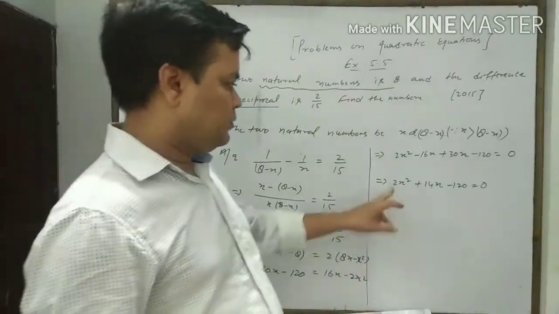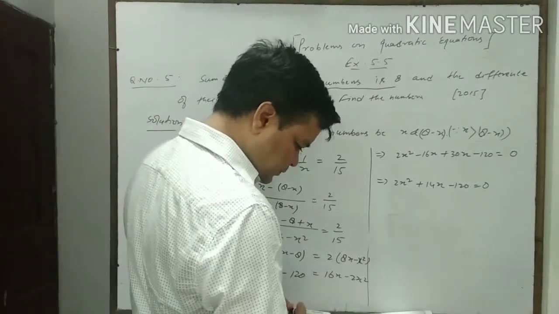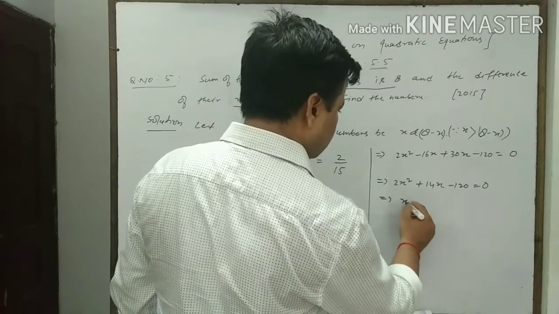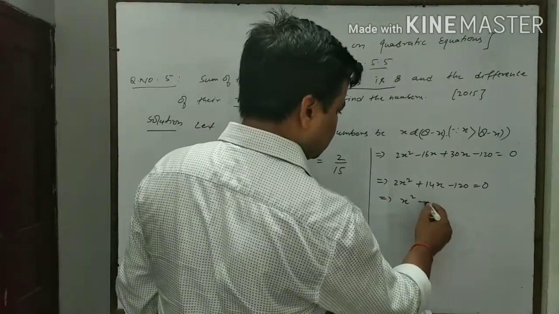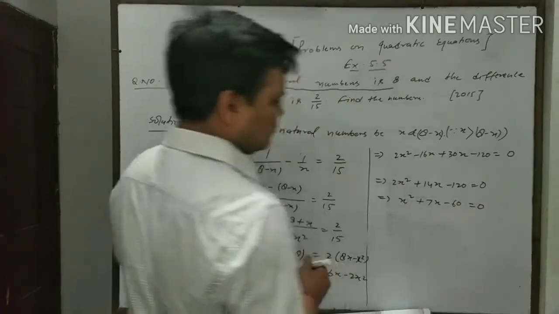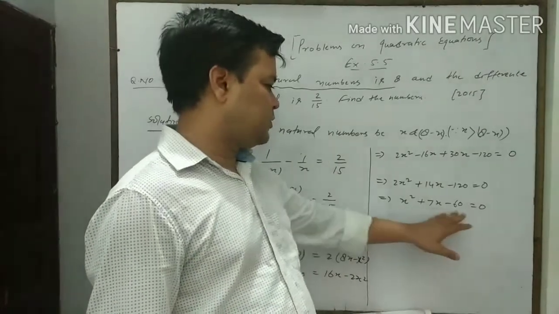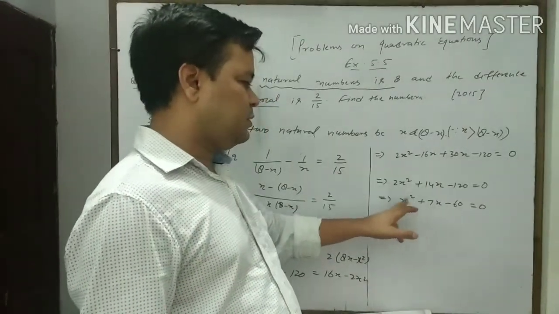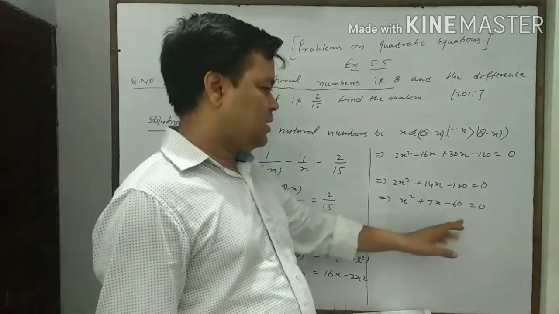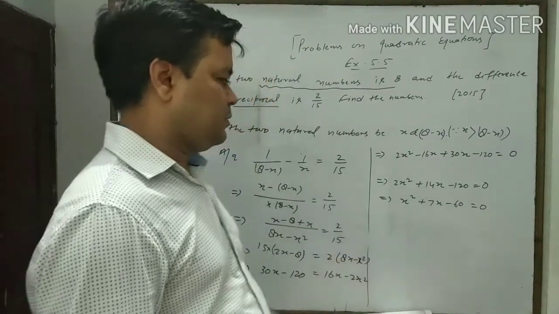Now this all is divided by 2, then it will take this form: x square plus 7x minus 60. Now this is in the form of a quadratic equation where a is 1, b is 7 and c is minus 60. Now solve this quadratic equation using the factorization method.